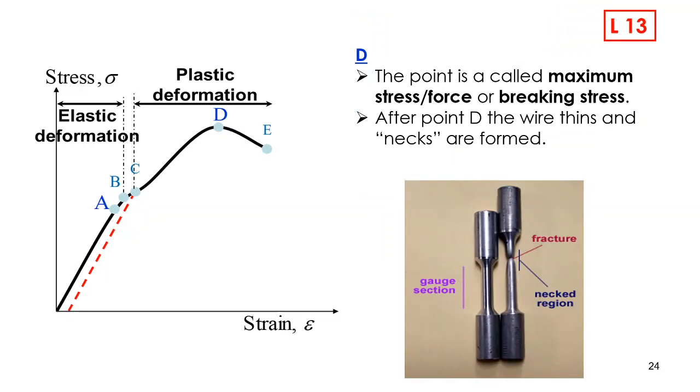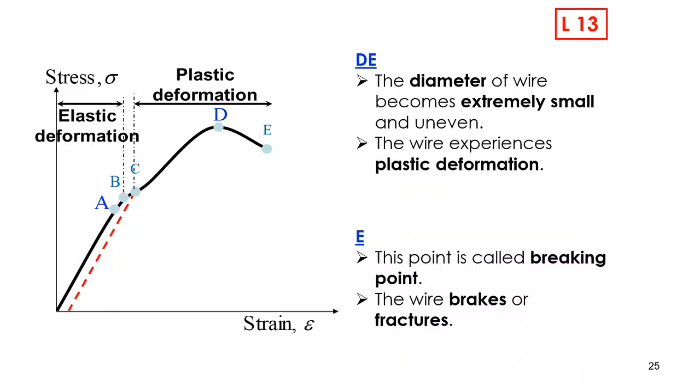Point D, which is at the peak right here, or the crest, is called the maximum force point. So this is when the maximum amount of stress is applied to that object, and at this point the wire thins and a neck is formed, as shown in this figure. Then, what is line DE? Line DE is when the diameter of the wire becomes extremely small and uneven. And finally at point E, the wire will eventually break. This is the point we call the fracture point.